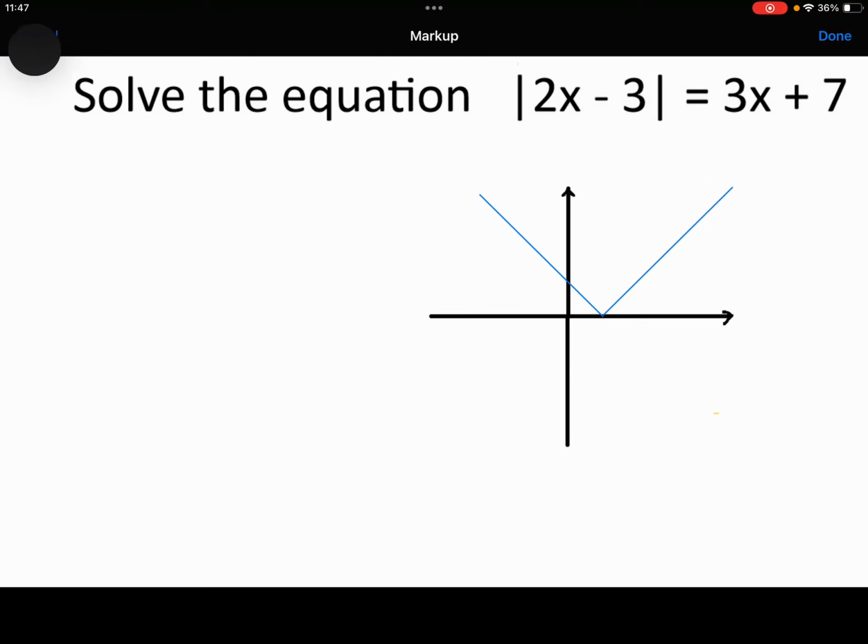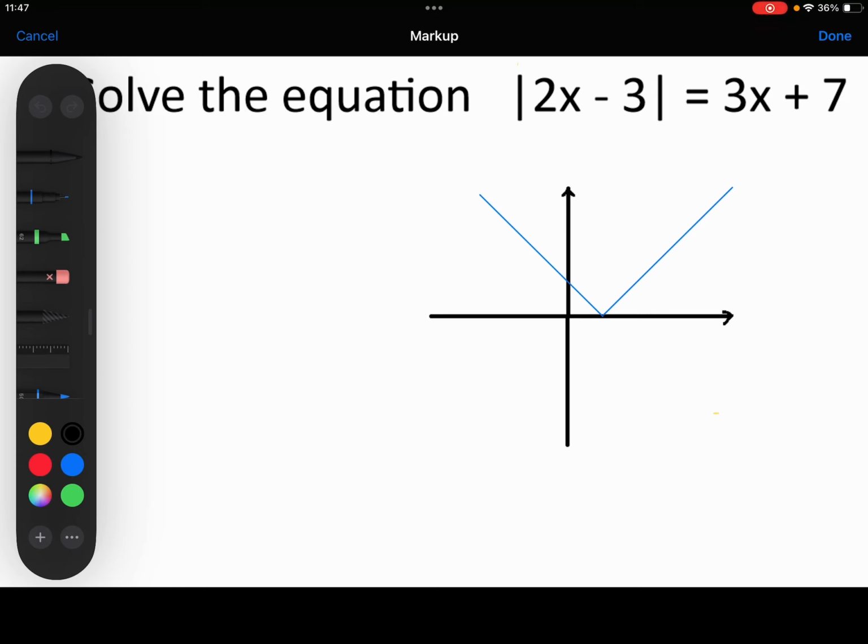Second example, we want to solve the equation the modulus of 2x minus 3 is equal to 3x plus 7. I've already drawn out the graph of the modulus of 2x minus 3. The vertex here is the coordinate 3 over 2. This part of the graph here is the part that's got a positive gradient, so that's 2x minus 3. This part of the graph here is the part of the graph with a negative gradient. So that's going to be minus 2x plus 3.